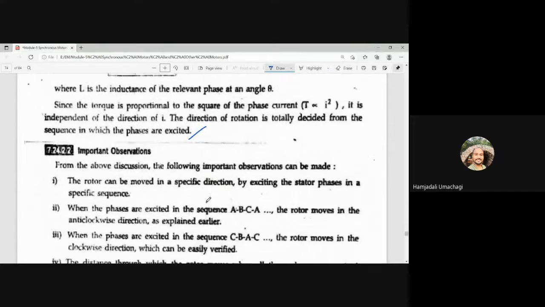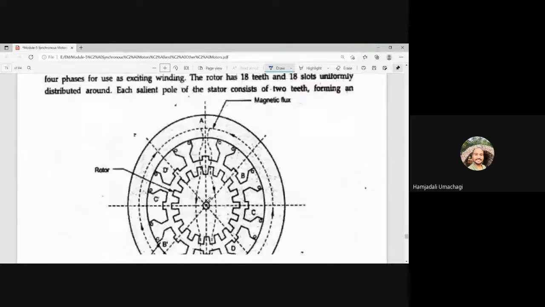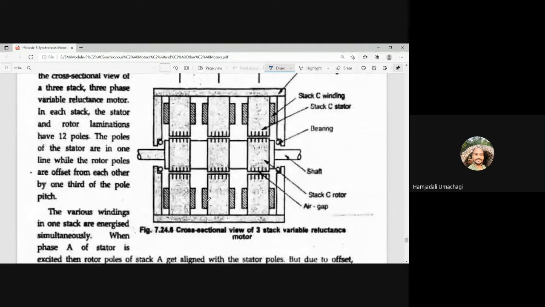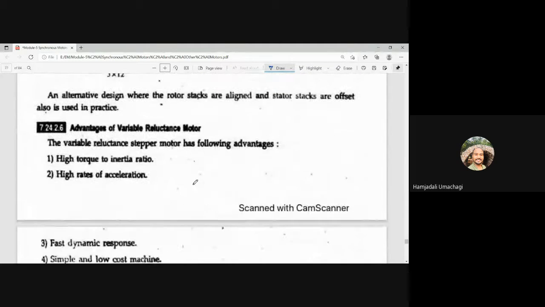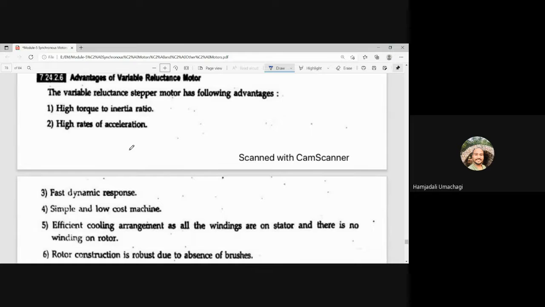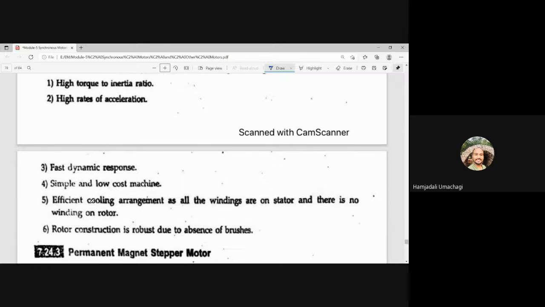Now let us see the advantages of variable reluctance stepper motor. Okay, advantages of the variable reluctance stepper motor are, it is going to have high torque to inertia ratio, and it has high rates of acceleration. It has fast dynamic response. It is simple and low cost machine, and it is having efficient cooling arrangement as windings are on the stator, and there is no winding on the rotor.